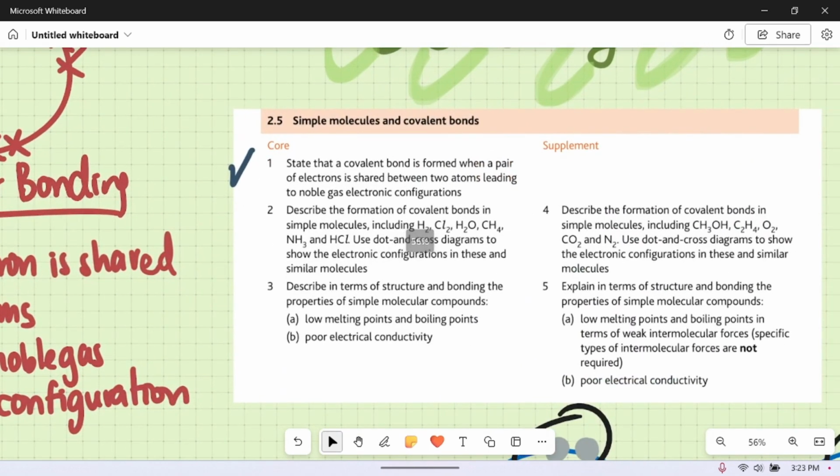So basically, question 2 tells you to do some dot and cross diagrams. I've not done some for some of these atoms or molecules, but the notes that I'll be sharing on the link below will have all of these bonds and the dot and cross diagrams along with it, so you can follow along, check them out, and whenever you've learnt one, try not to look at it and do it again, repeat it. It comes naturally the more you do it.